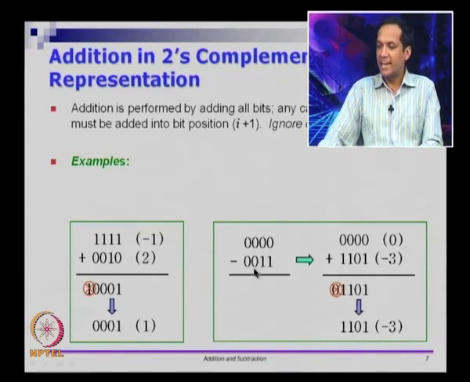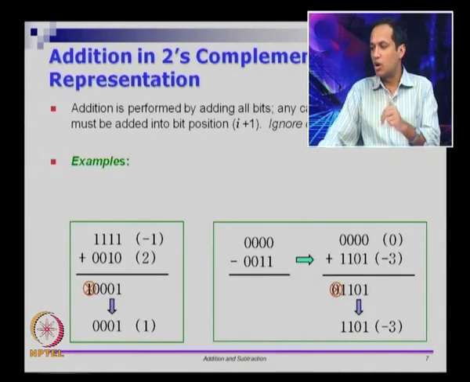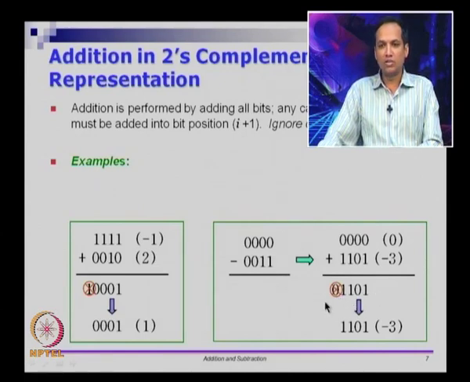So, we take this, which is 0011. I know that number interpreted in 2's complement is 3. I go and look at the 2's complement representation of minus 3, that seems to be 1101. You add these two together and the result is 01101. Again, you ignore the carry, and that gives you 1101. So, this result is minus 3.